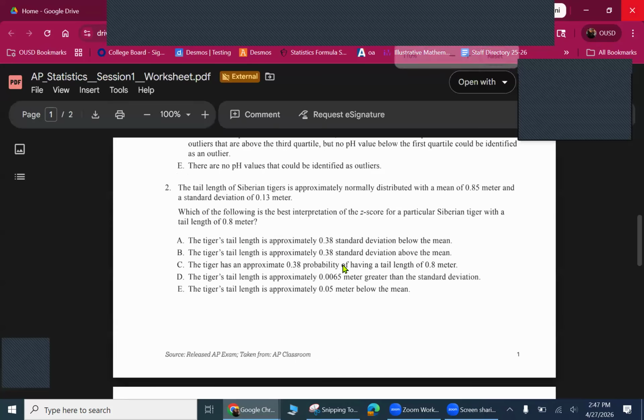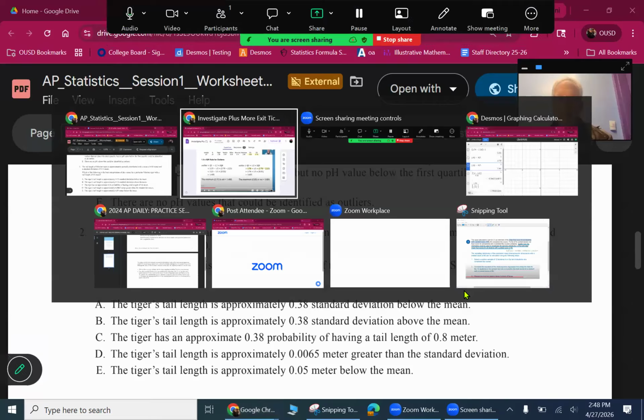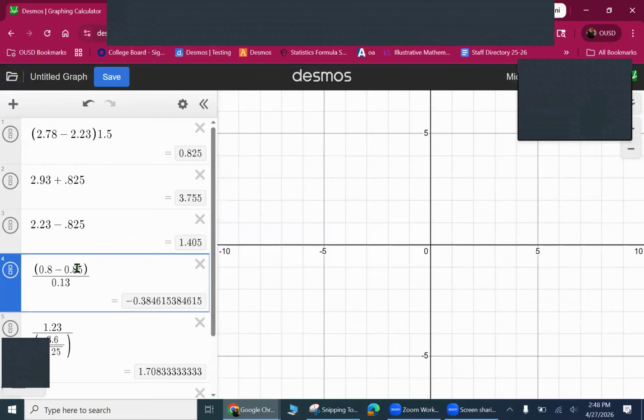Okay, number 2. The tail of a Siberian tiger is approximately normally distributed with a mean of 0.85 and a standard deviation of 0.13. Which of the following is the best interpretation for the z-score of a Siberian tiger with a tail of 0.08? Now you could draw a normal curve, but I really need the z-score first. So my z-score is, a normal curve is not going to help you. I'm going to do, there it is right there.